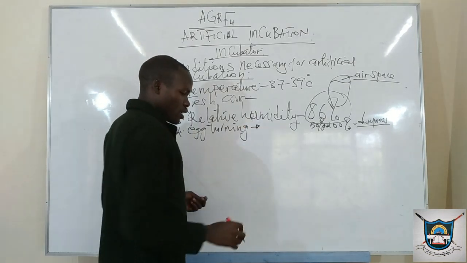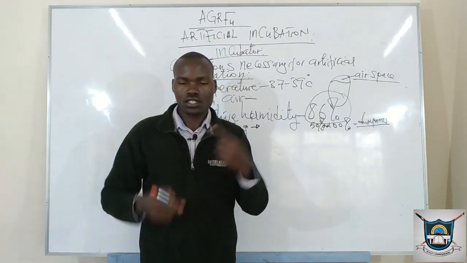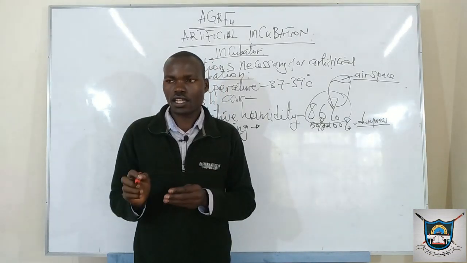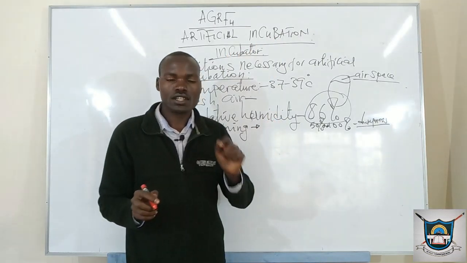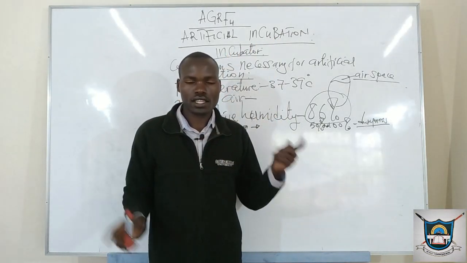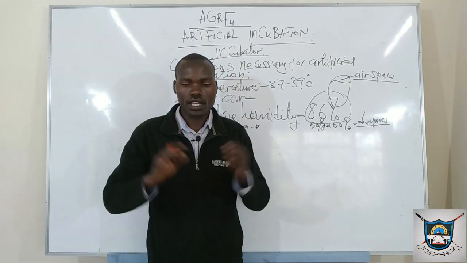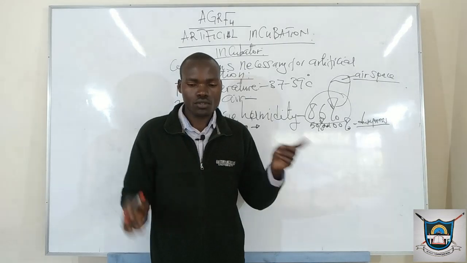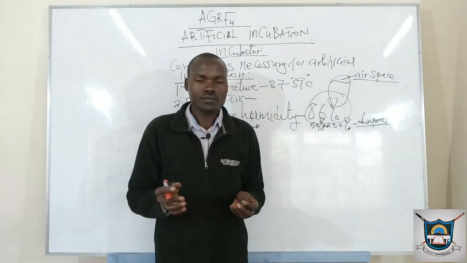Egg turning. When we are looking at the natural method, it is the hen that turns the egg. But now in artificial incubation, it is the farmer who is going to be regularly turning the eggs. Why are the eggs turned regularly? So as to enable a uniform distribution of warmth to all parts of the egg.